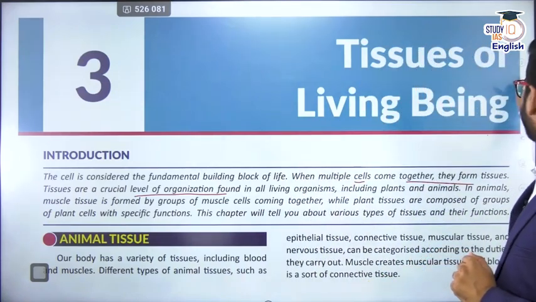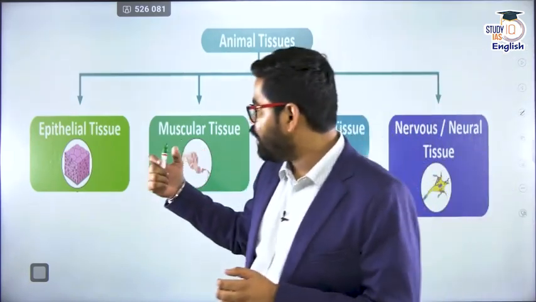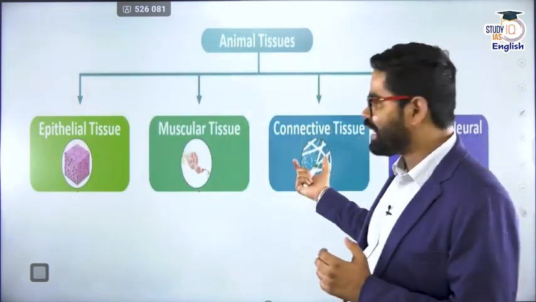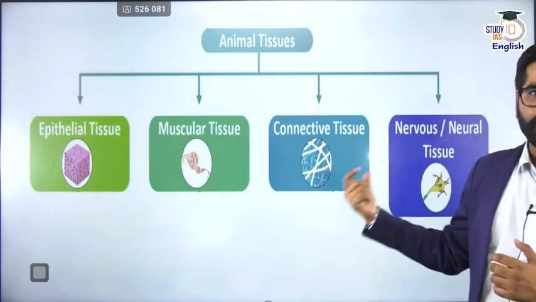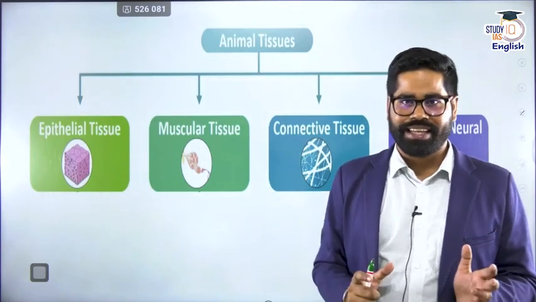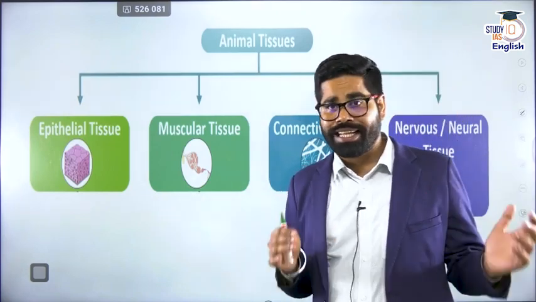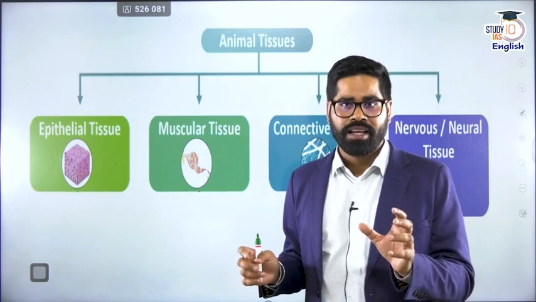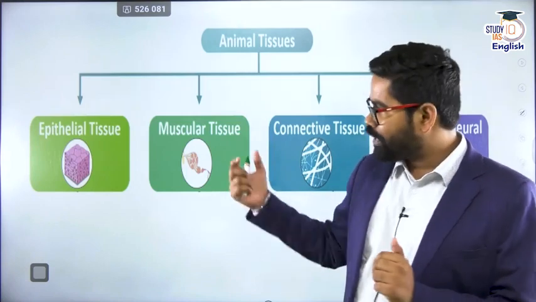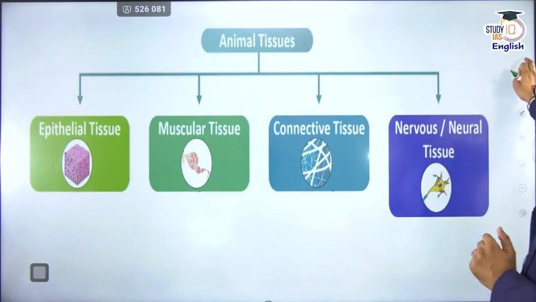Basically, we can classify animal tissues under four major categories. The first is epithelial tissue. The second is muscular tissue. Then we have connective tissue, and then we also have nervous tissue. So these are the four major classifications of tissues. In this book, we have discussed all these different tissues in detail, with the help of examples also. We are going to see all these things in a gradual manner. Let us first start with epithelial tissue.